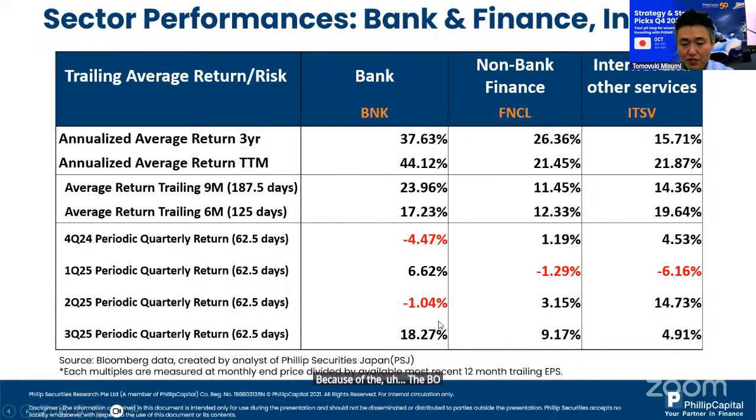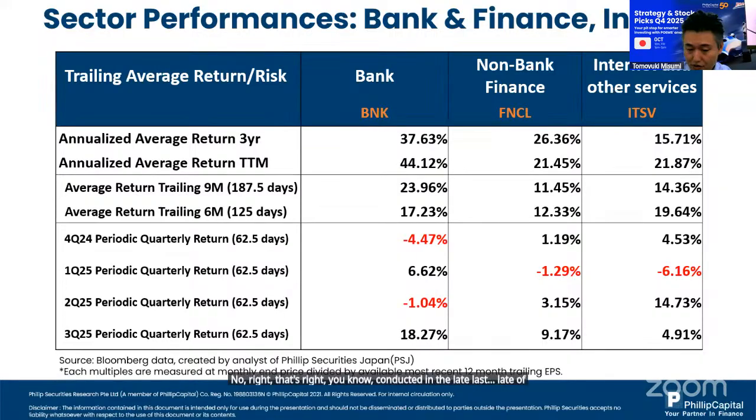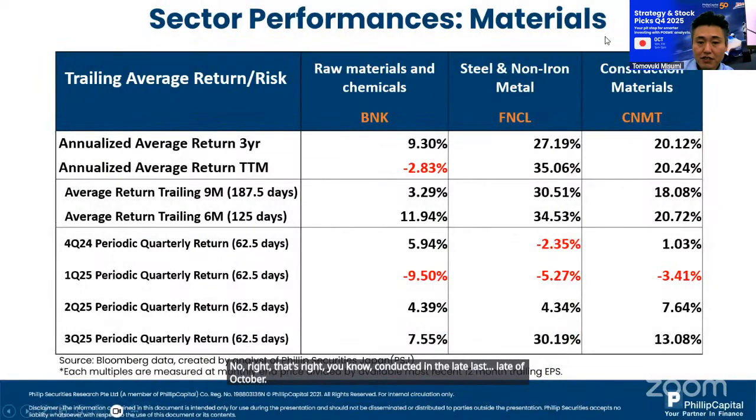BOJ may write the policy like this, but it may be reversing because of the policy rate delay in October. If not, the latest rates are conducted in late October. So let's see the materials.